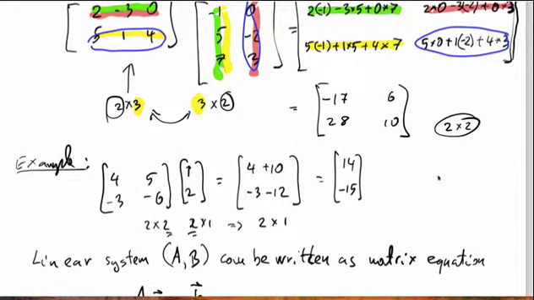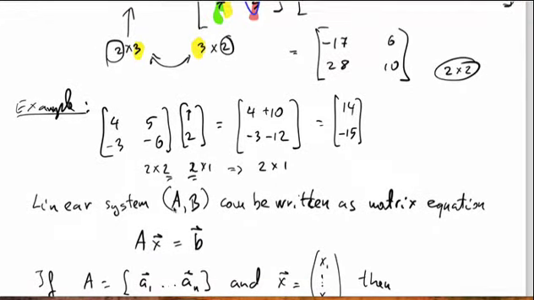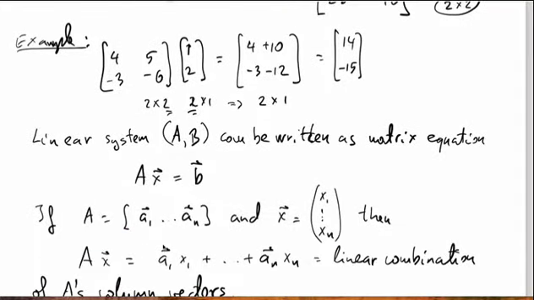And then if you look at this multiplication and also the result, now you can see that a linear system AB, where B is the right-hand side vector, can be written as a matrix equation A times X equals B, where X is an unknown vector that we are looking for, and that will be the solution.